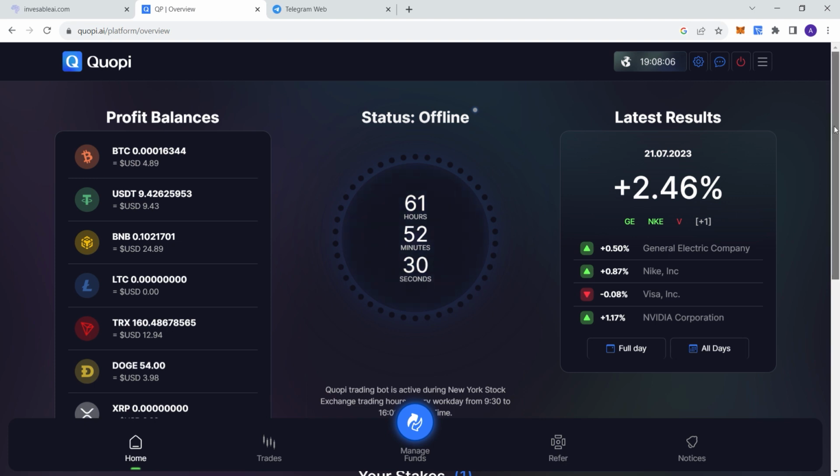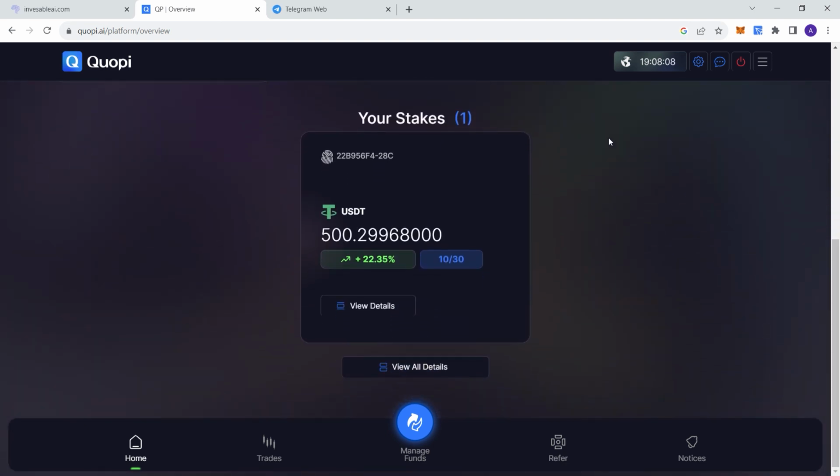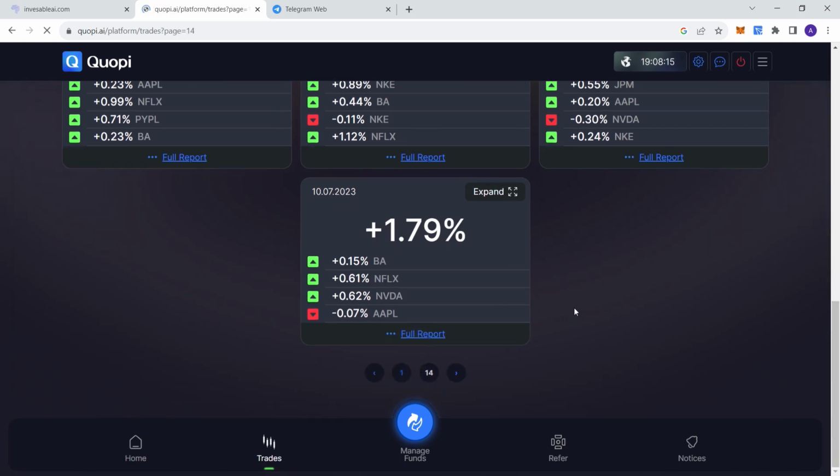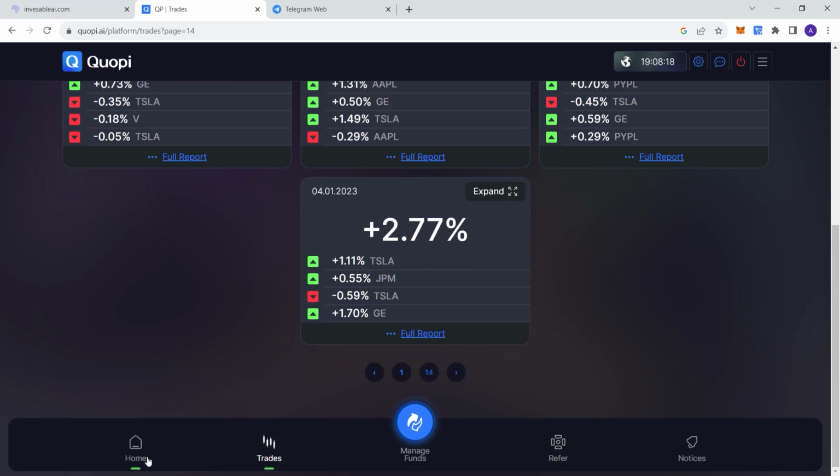Now, as we come over here, inside over here, this also has a ton of features. You can come over here and look at all the trades that they have done since day one, which I think is awesome.